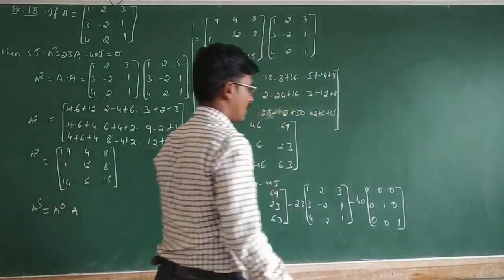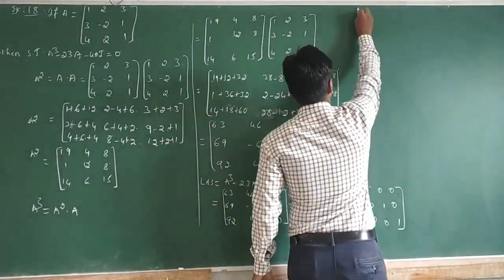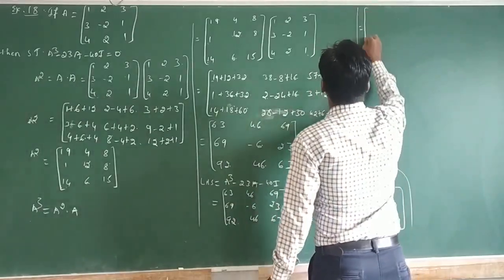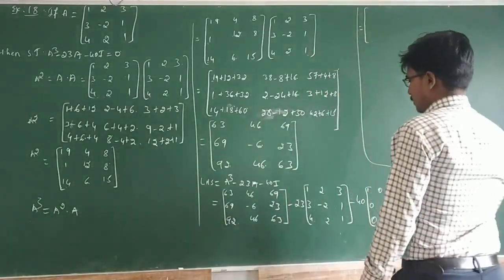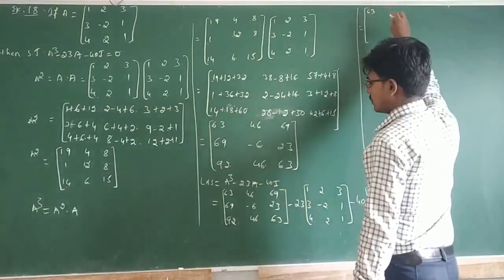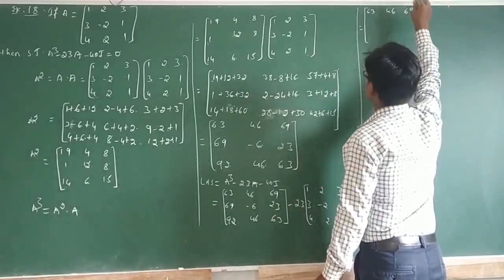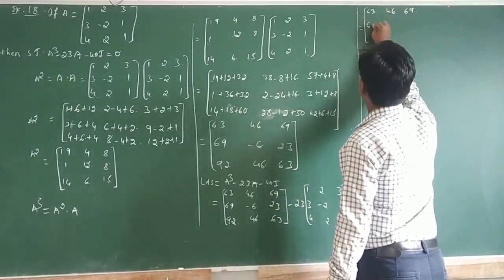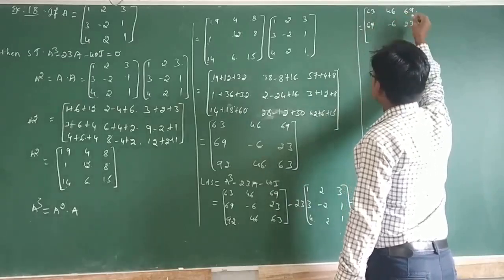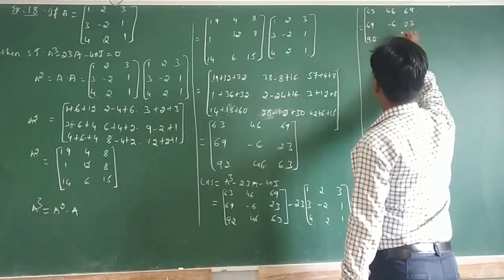And then the brackets order. Simplify, so what we get, which is equal to: as it is, moving ahead, a cube is 63, 46, next 69, 69, minus 6, 23, 92, 92, 46.